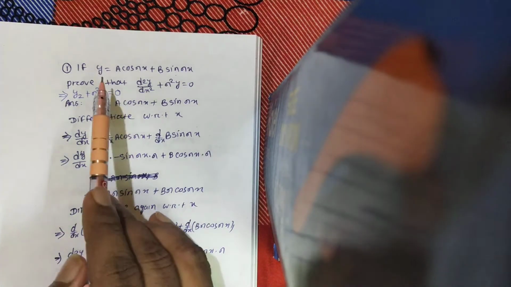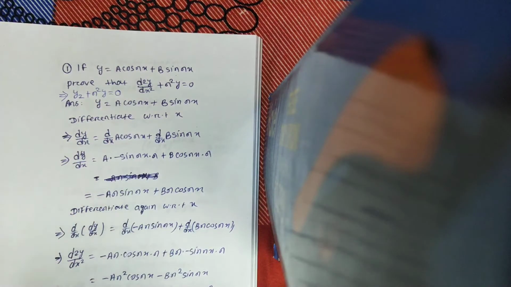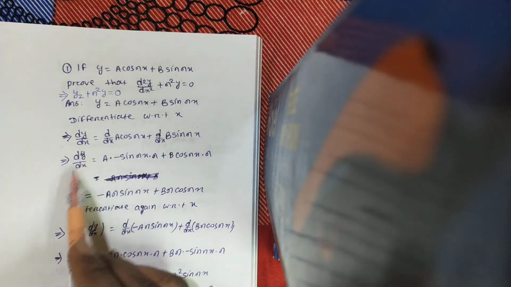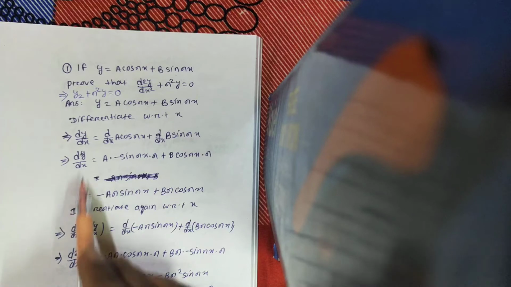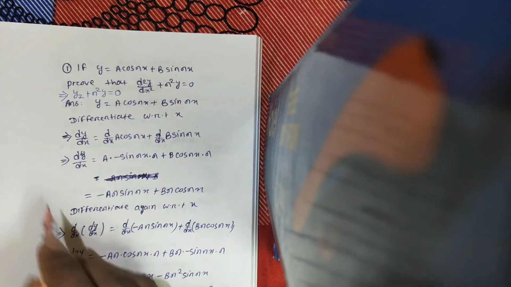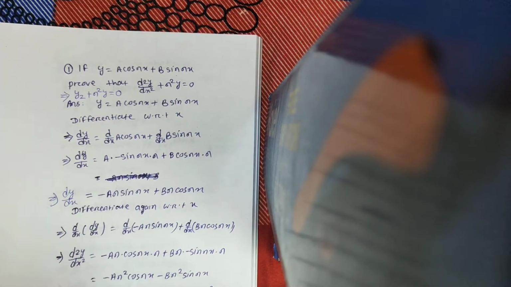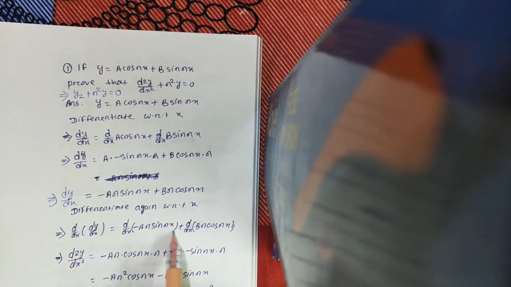Since in the question it is given that y2 plus n square y is equal to 0, that means again we have to differentiate this function with respect to x. That means taking d by dx of dy by dx on the left hand side, this is dy by dx, that is d by dx of minus an sin nx plus d by dx of bn cos nx.